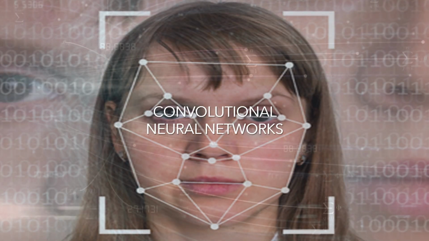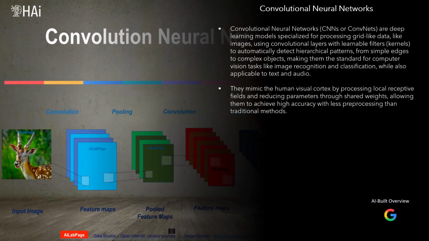Convolutional Neural Networks. Convolutional Neural Networks, CNNs or ConvNets, are deep learning models specialized for processing grid-like data, like images, using convolutional layers with learnable filters, kernels, to automatically detect hierarchical patterns, from simple edges to complex objects, making them the standard for computer vision tasks like image recognition and classification, while also applicable to text and audio. They mimic the human visual cortex by processing local receptive fields and reducing parameters through shared weights, allowing them to achieve high accuracy with less preprocessing than traditional methods.